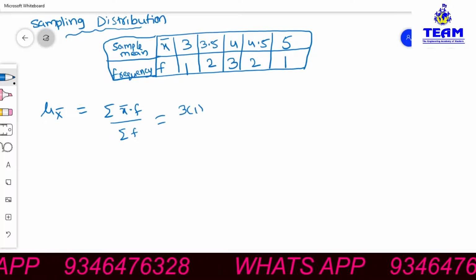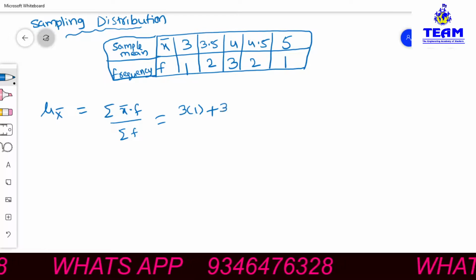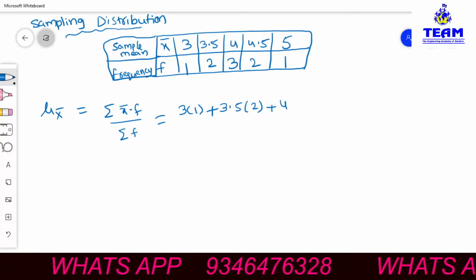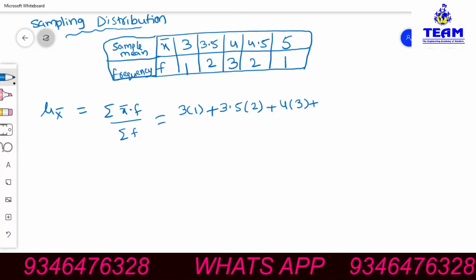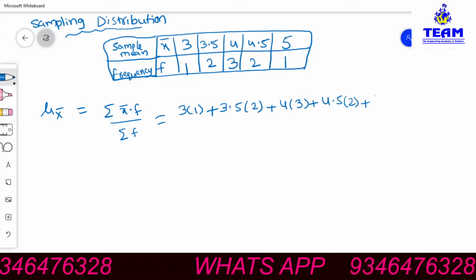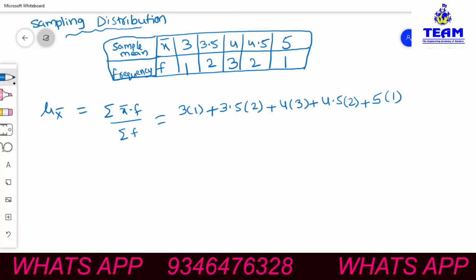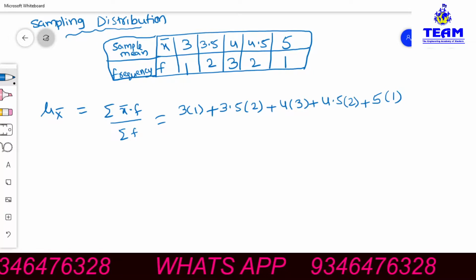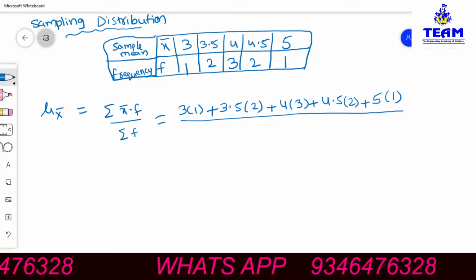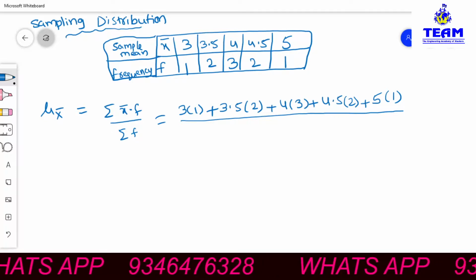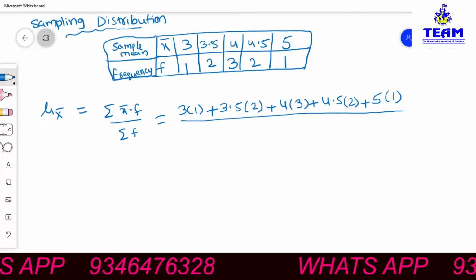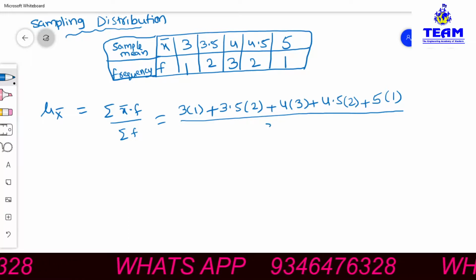plus, sigma indicates sum of the values, 3.5 is another value that comes 2 times, and the third one is the sample mean of 4, which comes 3 times, and one more sample mean, that is 4.5, which comes 2 times, and lastly we are getting only one sample mean, that is 5, which comes only once. And I am taking the sum of the frequencies. Friends, you can observe what the f values are. F values are 1, 2, 3, 2 and 1. That means 1 plus 2 becomes 3, 3 plus 3 becomes 6, 6 plus 2 becomes 8, 8 plus 1 becomes 9. So the sum of the frequency values becomes 9.